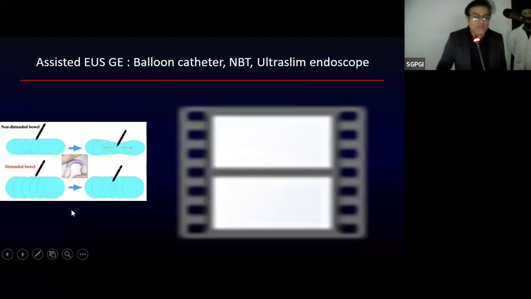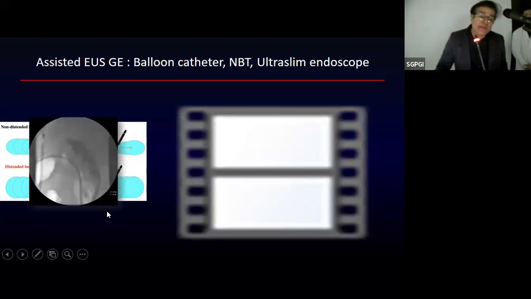So the technique, since this double balloon is not commercially available with us right now, what we use is a nasojejunal assisted technique. So what is it? If you puncture the normal bowel, it moves away. So this is the problem. Once you distend the bowel and then try to puncture, you will possibly be successful in puncturing the bowel.